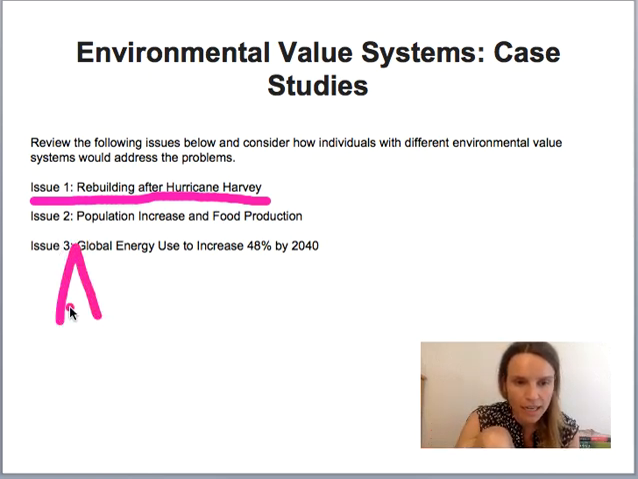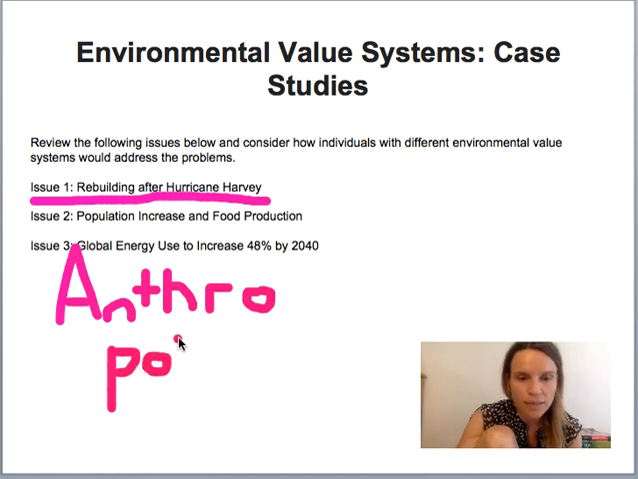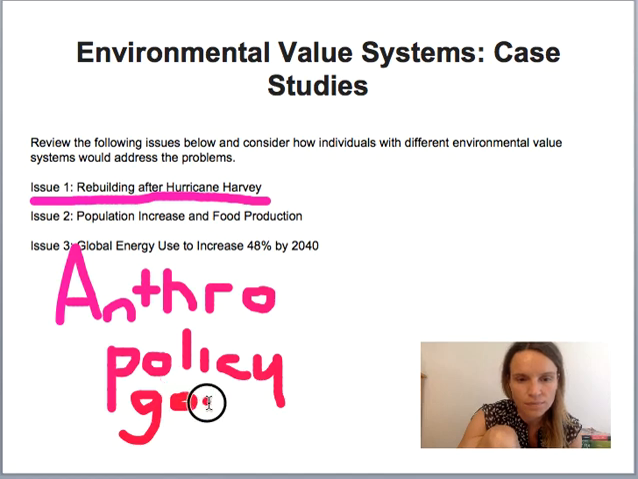If you are anthropocentric, I'm not going to write out the whole word, but you believe in policy decisions and government to help deal with environmental problems like natural disasters. Policy and government.